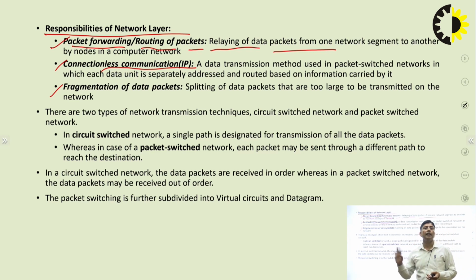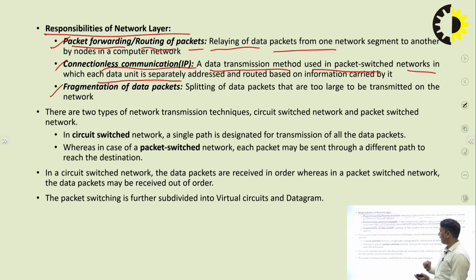But here, there is no need for connection establishment. This is known as connectionless. Connectionless services do not ensure the delivery of the packet from source to destination. It is a data transmission method used in packet switch networks, in which each data unit is separately addressed and routed based on information carried by it.